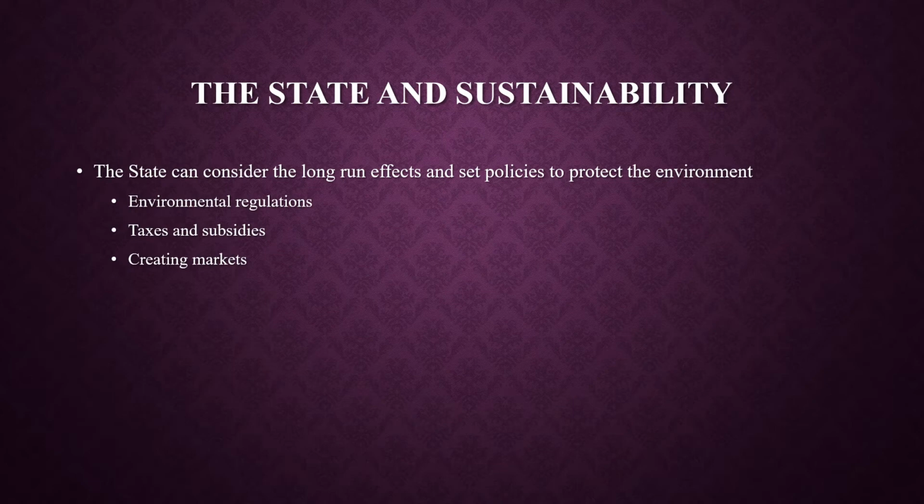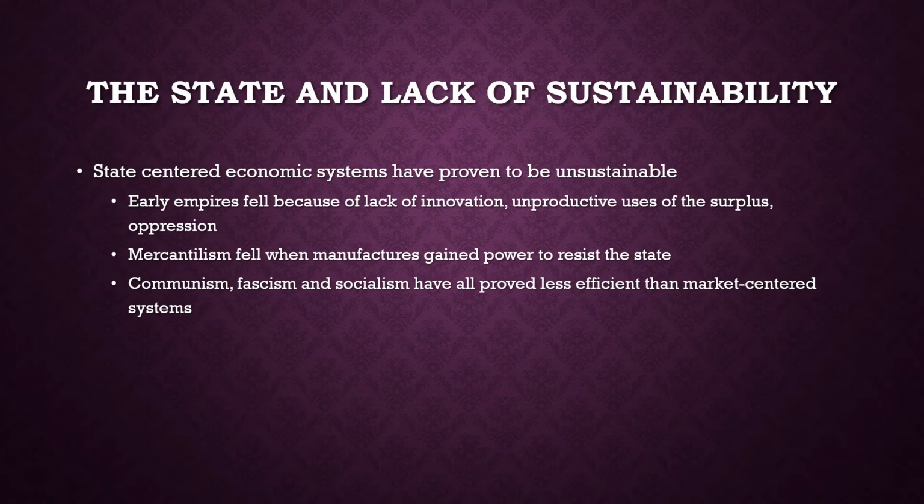So there's all sorts of policies that the state can put in place to try and deal with these issues and help create a more sustainable level of production and quality of production. And here's the however, state-centered economic systems have struggled with sustainability. We can look at it across time, what brought them down. Early empires fell because of not using the surplus productively, oppression, and potentially not having the incentives in place for innovation to keep them growing.